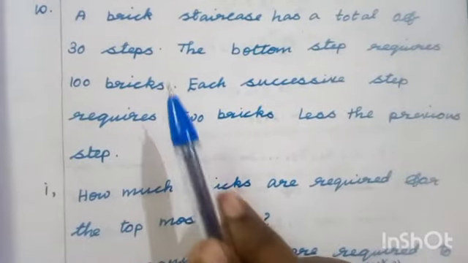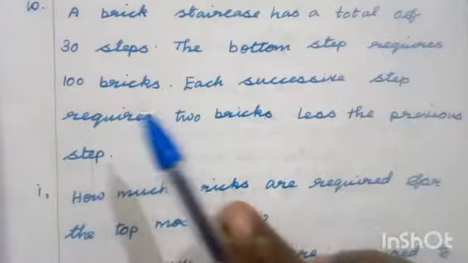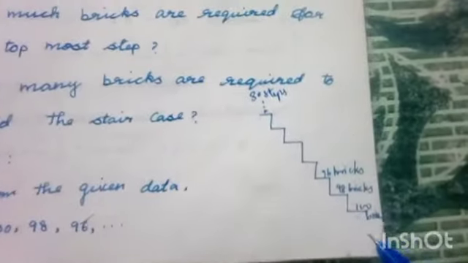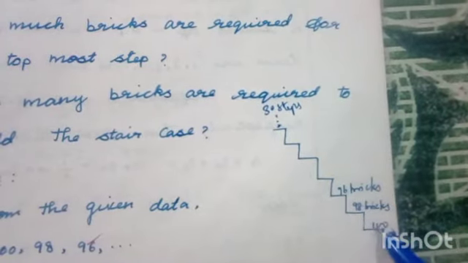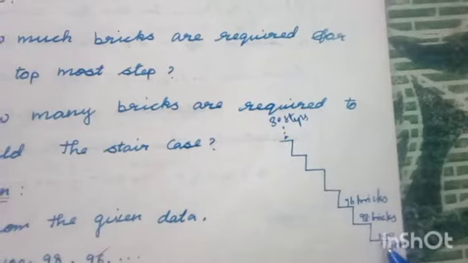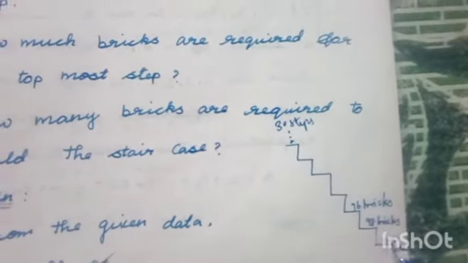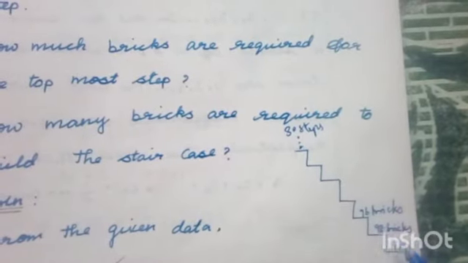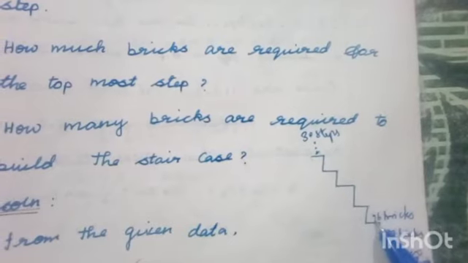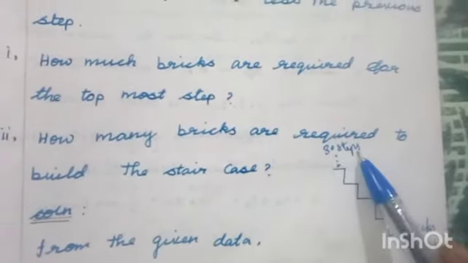Students, for this question the total number of steps is 30. The bottom step requires 100 bricks, so consider the bottom step as 100 bricks. Each step is compared with the previous one, starting from the bottom step, and each is less by 2. So 100 minus 2 is 98, 98 minus 2 is 96. Like this you have to find up to 30 steps.